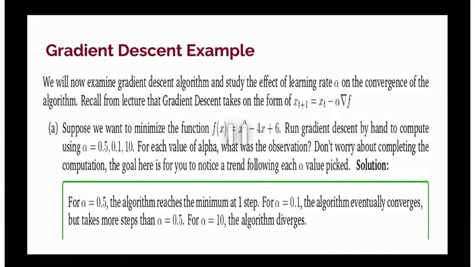When I use alpha equal to 0.5, the algorithm reaches the minimum at step 1. We don't want to spend a lot of time. We don't want the algorithm to iterate forever. We want the one that converges very fast, and that depends on how you choose the value of alpha. For alpha equal to 0.1, the algorithm eventually converges, but takes more steps than when it is 0.5. And when we choose alpha to be 10, instead of converging, the algorithm diverges. We don't want that.